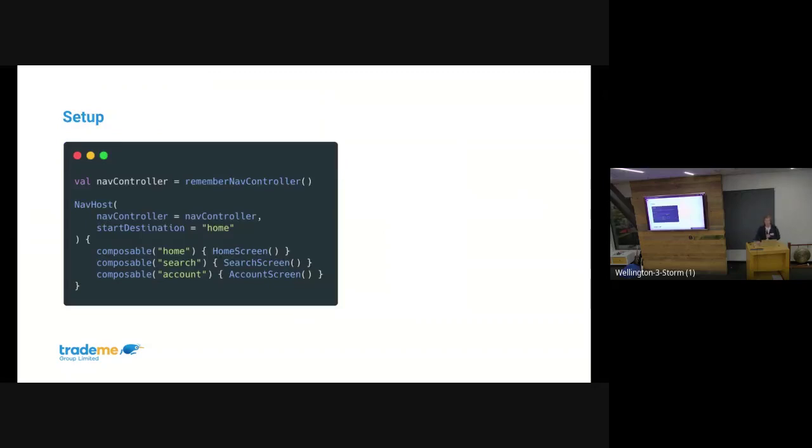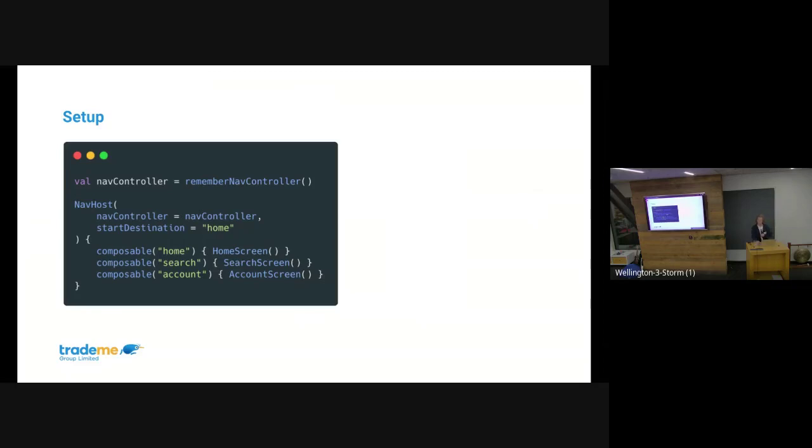So after adding the required dependencies, there are 2 steps for getting your app ready to navigate. The first step is to create a nav controller. Using rememberNavController, you can create a nav controller, and that will tie the nav controller to the composable you call that from. So when that composable is removed, the nav controller is removed as well.